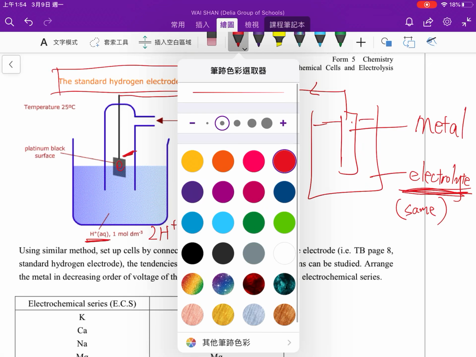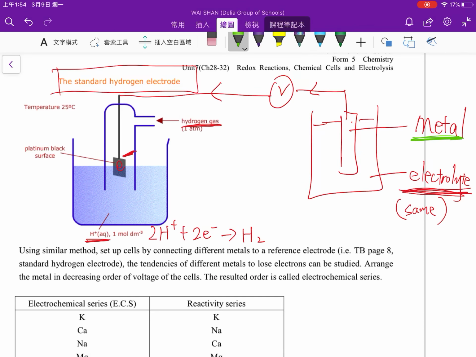Okay, but if the metal is not reactive, less reactive than hydrogen gas, then hydrogen gas will lose its electron. The electron will reach the electric wire, and then pass through the external circuit through the voltmeter, and then go back to the metal, and then the electrolyte will accept the electron.